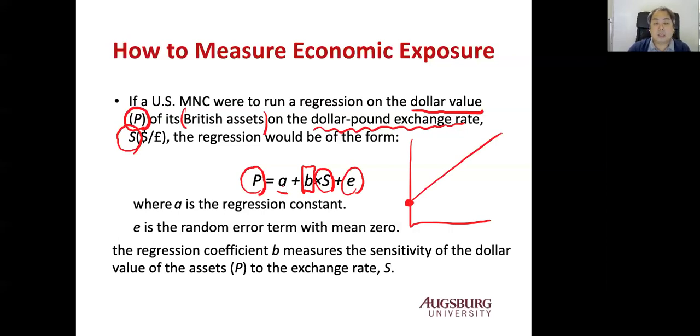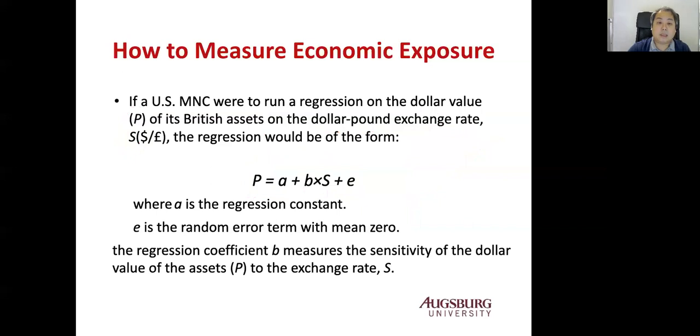Basically, they run a univariate OLS regression to see the relation between the dollar value of the firm and the exchange rate. So how the exchange rate affects the value of the firm, and if you find the sensitivity, that's the forex beta.